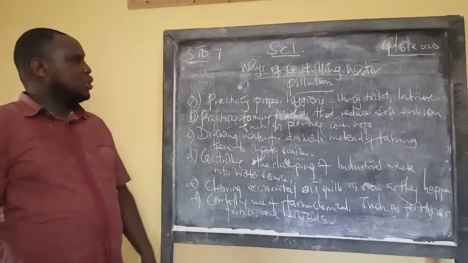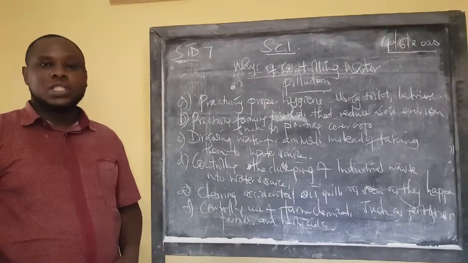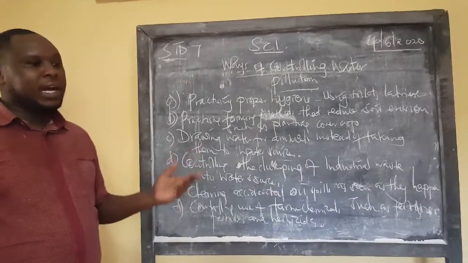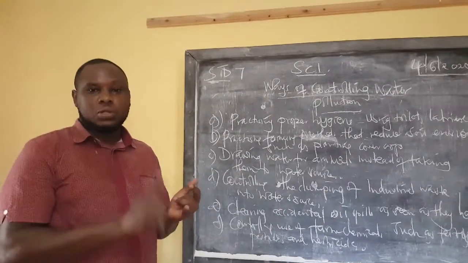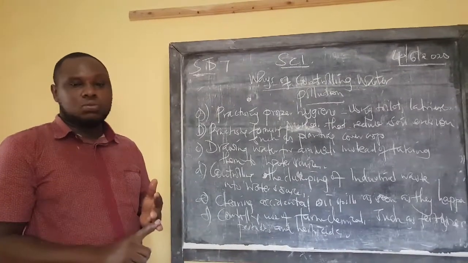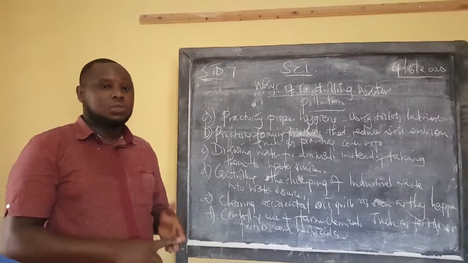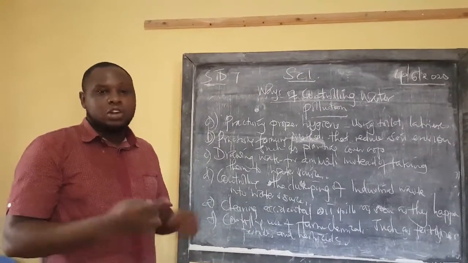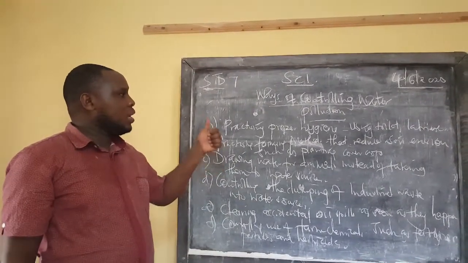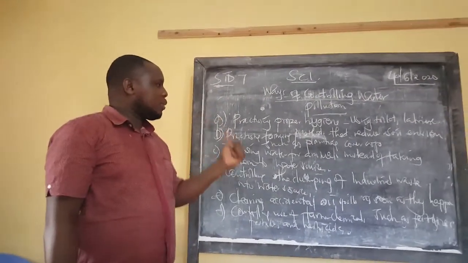As I promised you, our science lesson will be ways of controlling water pollution. Remember, we have done causes of water pollution. We talked about oil, industrial waste, human and animal waste, floods, acid rain, and all those. So we want to see now how to control water pollution.